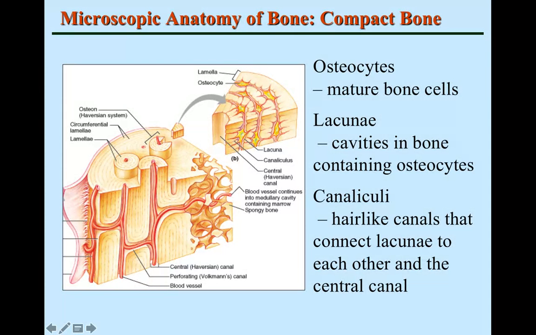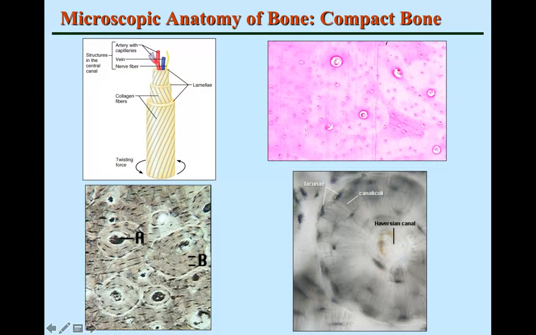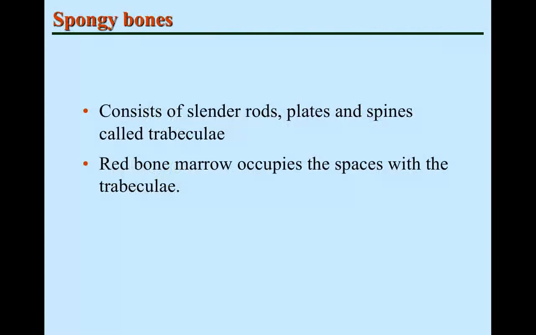Okay, and these are three more terms that we've already discussed. All right, so these are just some pictures of compact bone. Spongy bone. Spongy bone is the one we really haven't talked about. Basically, it's made up of a bunch of what we call rods, plates, and spines. And those things together, we call them trabeculae. So trabeculae is going to be the bone part of spongy bone, and then it's got all these little spaces in between them. And that's where the red bone marrow is. It occupies the spaces within that trabeculae. And that's where we're going to make our red blood cells, our white blood cells, and our platelets.